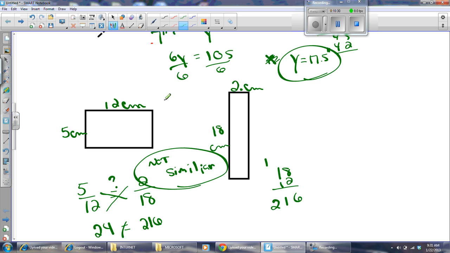If we have two polygons and their measurements, to determine if they're similar, we've got to make sure they're the same exact shape. Well, they're both rectangles, but then we set up a proportion and cross multiply. If we get cross products that are equal, they're similar. If the cross products are not equal, like in this case, they're not similar.